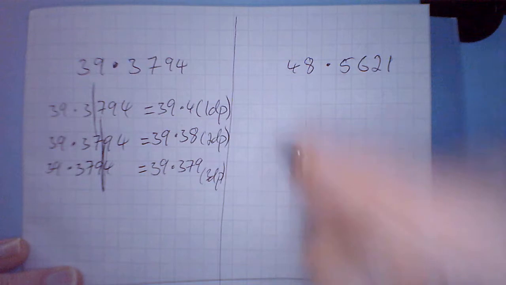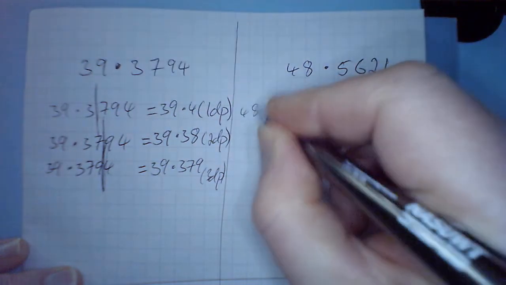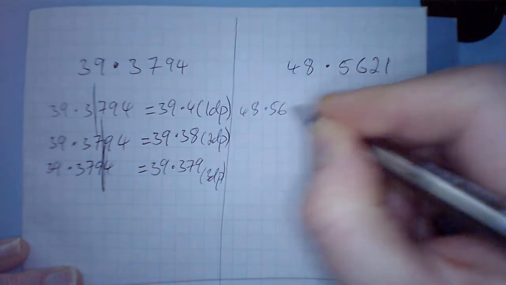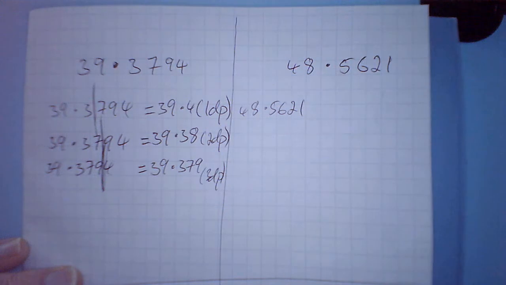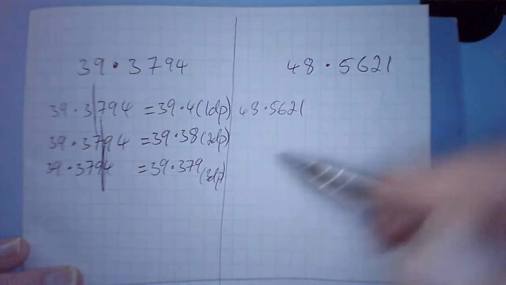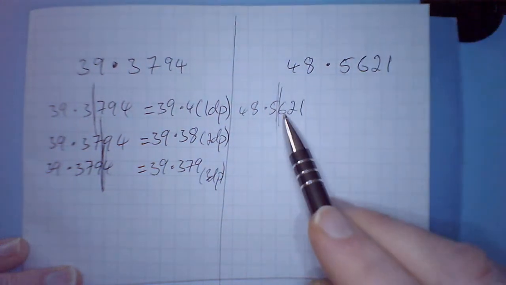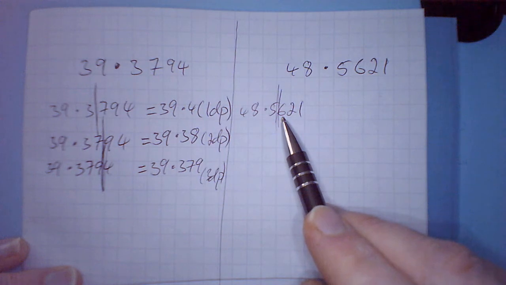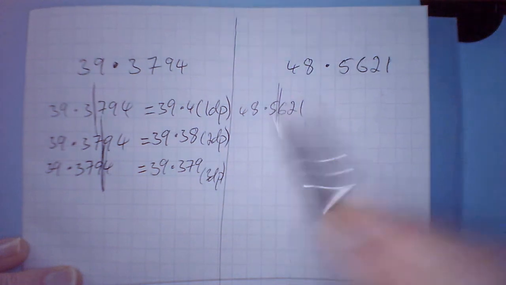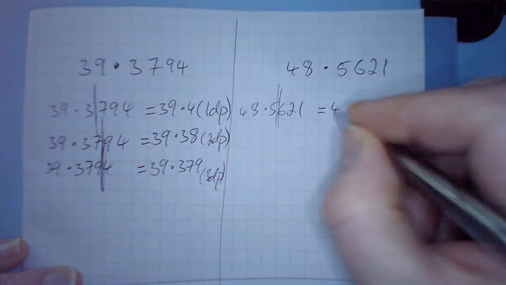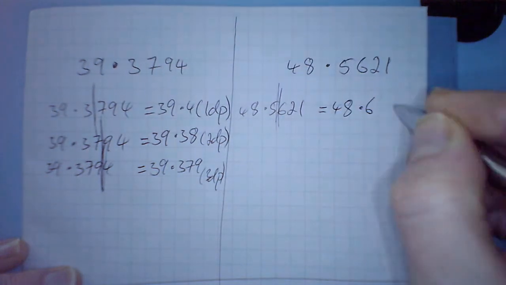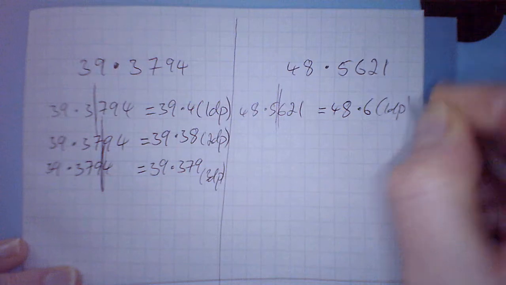48.5621 to one decimal place. One decimal place means one number after the decimal point. Here's our barrier. The number to the right, is it 5 or above? Yes, it is. So that 5 becomes a 6, and I get 48.6 to one decimal place.